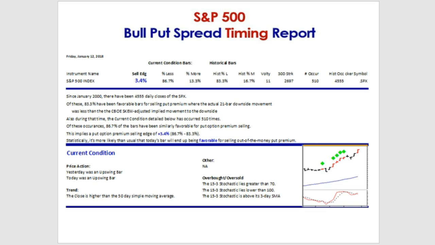Now, during that time since Jan of 2000, our current condition has occurred 510 times. Of those 510, 86.7% were similarly favorable, where the market did not go down that far and hit that one standard deviation level. So this implies a selling edge in our current market condition of roughly 3.4%. Statistically, it's more likely than normal that this market condition will end up being a favorable one for selling out-of-the-money put premium. Okie dokie, so there's that.